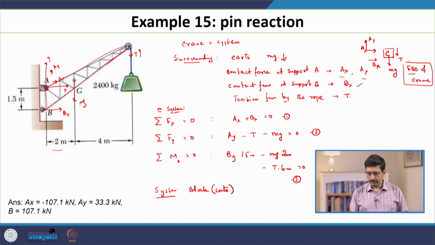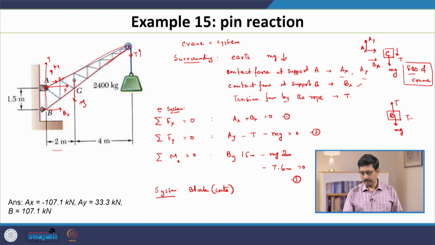I am going to take the free body diagram of the block. If I take this block, or the crate, it has one force, mg, in the downward direction and another force T. Now, the force on the block by the rope must be in the upward direction to cancel the force on the block by the earth.